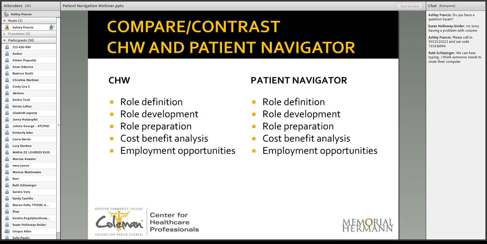Each of the studies in different areas has been found to be cost-effective in terms of both healthcare cost savings, as well as a measure that they call quality-adjusted life years. And this has been especially important for community health workers working with diabetic patients, decreasing emergency room visits, and children missing school with asthma.